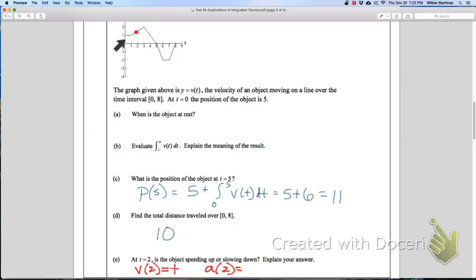And the second thing I care about is acceleration. Because the velocity function is increasing, that means its derivative has a positive slope at 2. So the acceleration, being the derivative of velocity, is also positive. And since velocity and acceleration are the same sign, it means that we are speeding up.